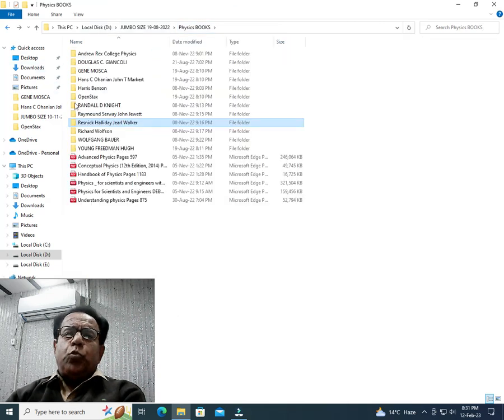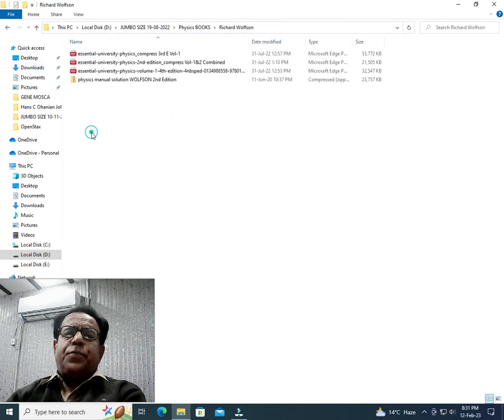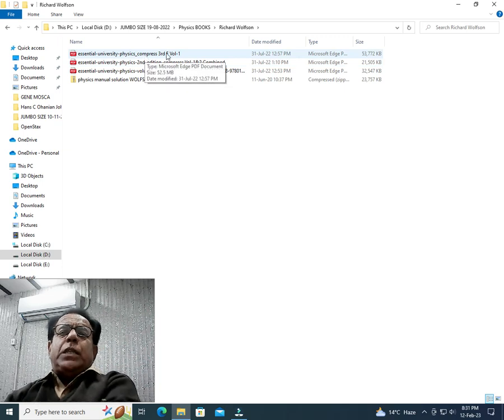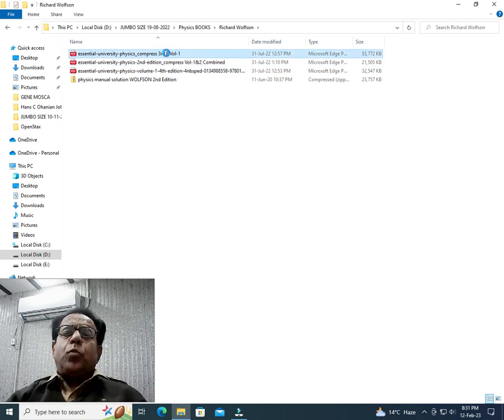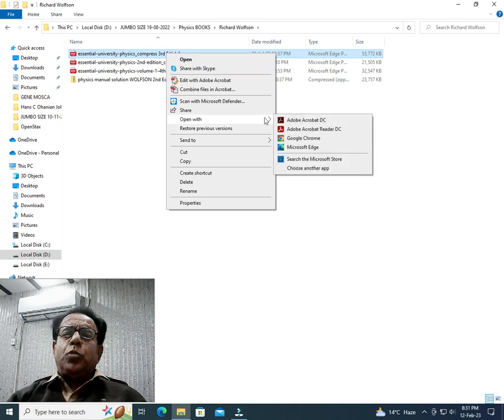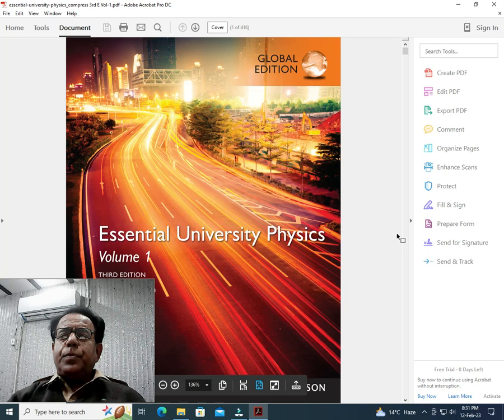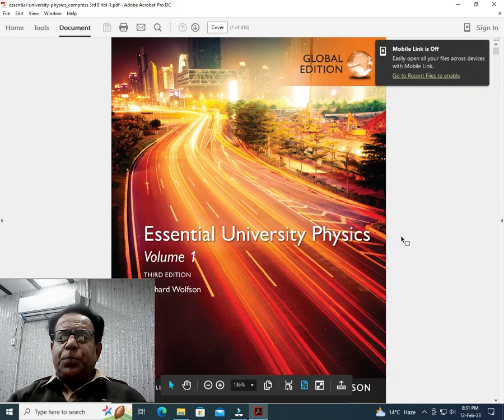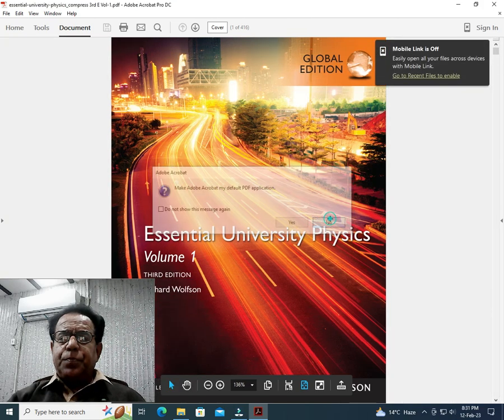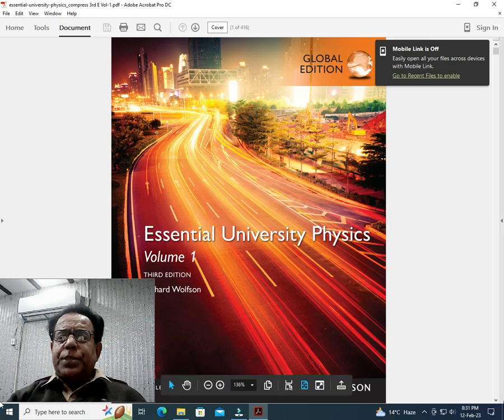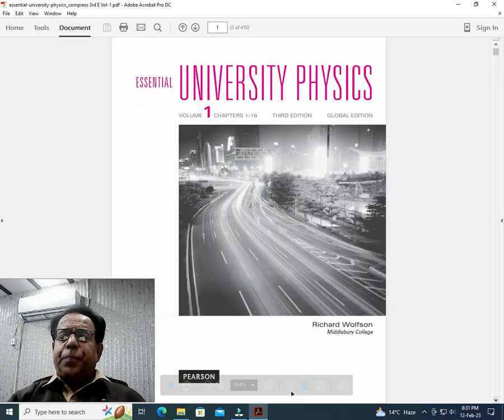Now we move to the next, which is Richard Wolfson. Dear students, here the first book contains only volume 1 of this book. We open this book and see its title page. This is the picture of this book: Essential University Physics volume 1, 3rd edition, Richard Wolfson.